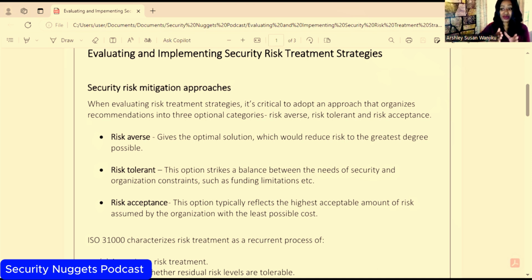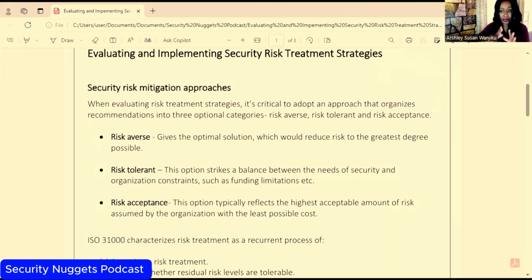And sometimes this means not even implementing security controls. Sometimes it means doing away with whatever operation or project was attracting those risks towards those critical assets, okay? So you're taking that risk-averse approach, all right? And the second approach is risk tolerant, okay?